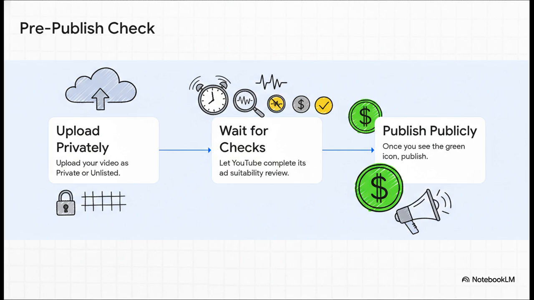Instead of publishing your video publicly right away, just upload it as private or unlisted. Then, just walk away. Let it sit for an hour, maybe 2. This gives all of YouTube's systems time to do their checks. Once you see that beautiful green icon, you can switch it to public. And you can do it with 100% confidence, completely avoiding that last-minute yellow icon shock.